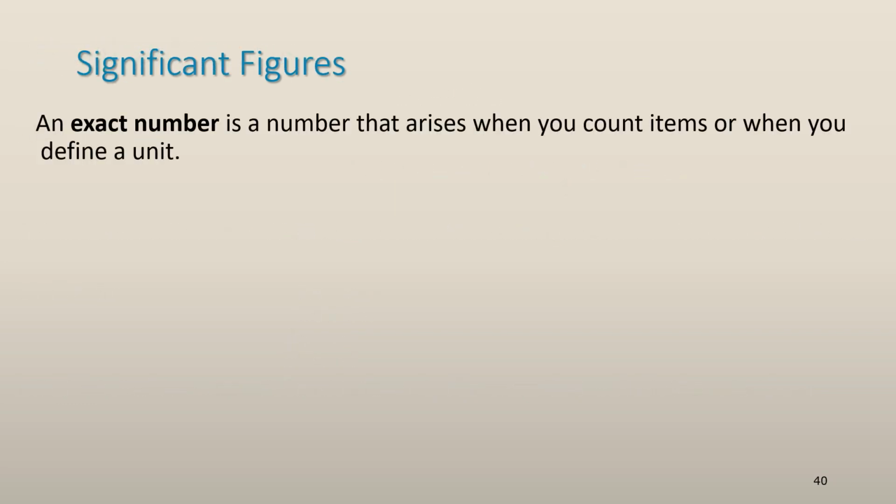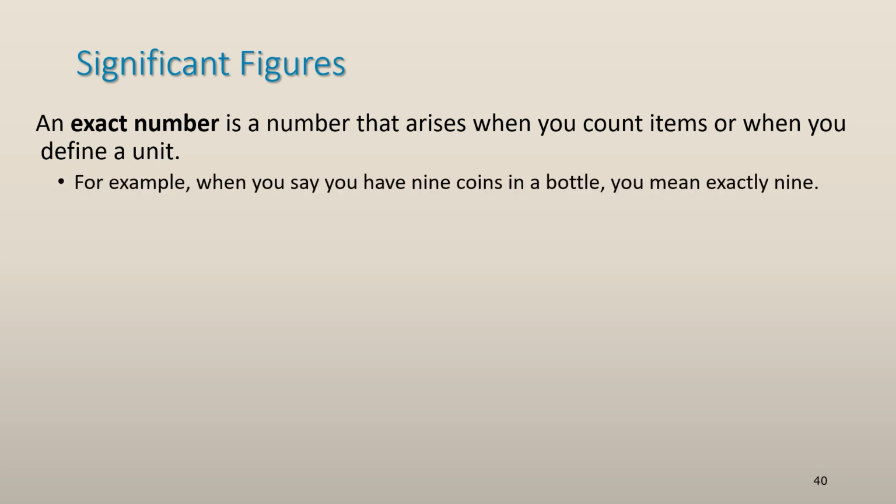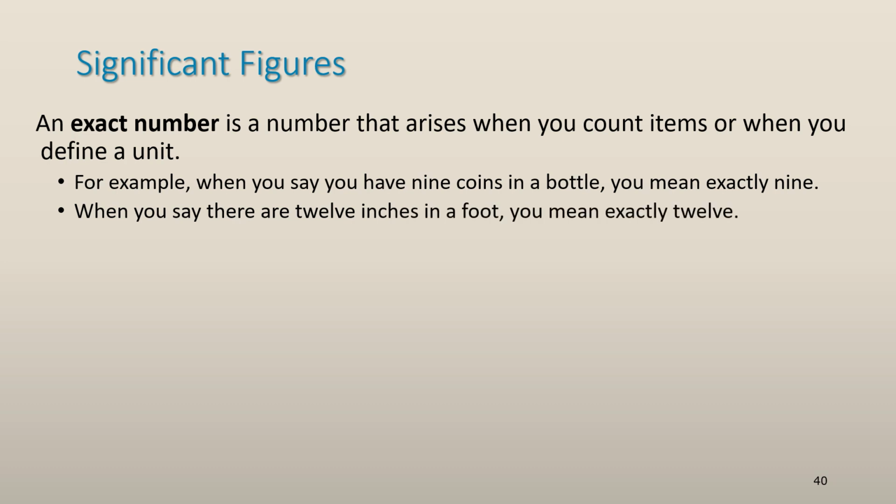Now, an exact number actually has no significant figures, or you could look at it the other way, it actually has an infinite number of significant figures. So that's if you count something. So if I have 9 coins in a bottle, I mean I have 9 coins in a bottle. I don't have to worry about estimating it or rounding it or anything because it's 9. If I say there's 12 inches in a foot, that's actually, again, infinitely significant. That's a definition. There are 12.00000 inches in a foot, and so you don't have to worry.